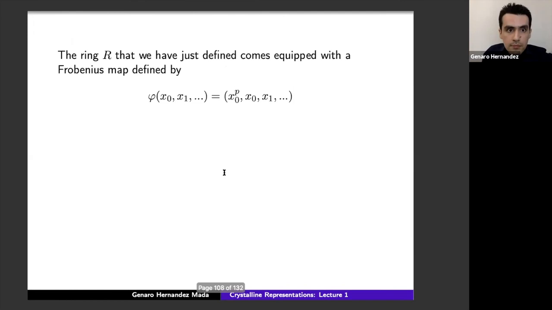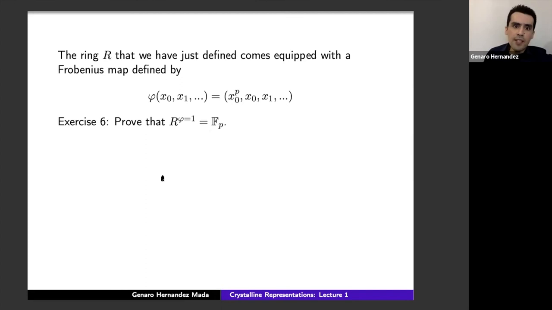Okay, so something else that we are going to say about this ring R, not only that its field of fractions is algebraically closed, and not only that we can have those two descriptions that we just said, it's that this ring R comes equipped with a Frobenius map that can be defined like this, just raised to the power p, the first component. And well, the exercise is to prove that the elements of R in which this Frobenius map is the identity is just F_p.